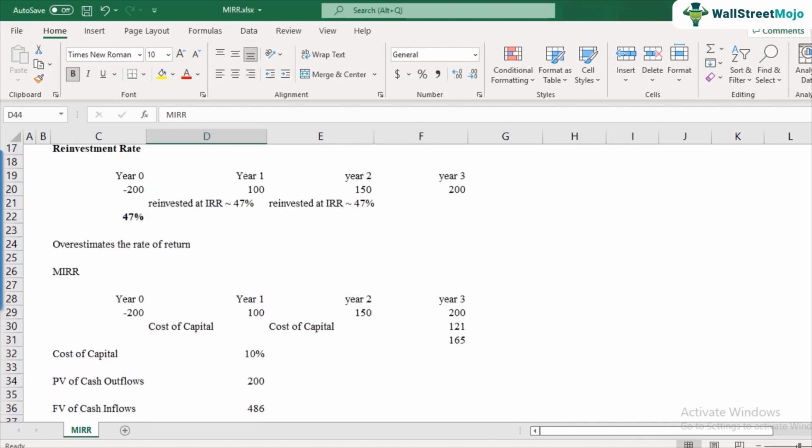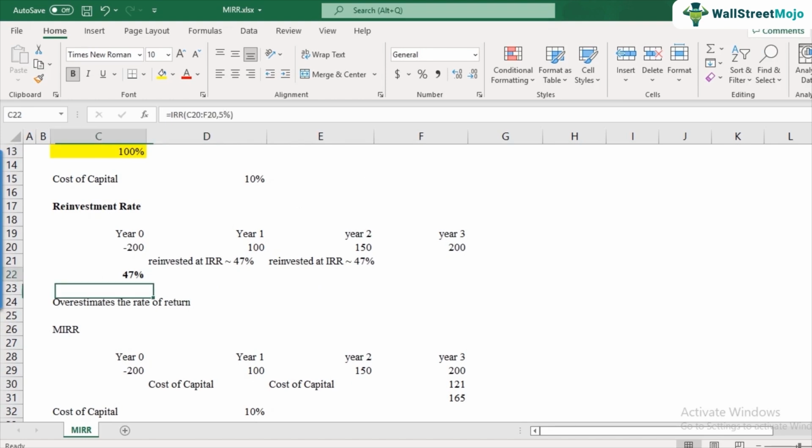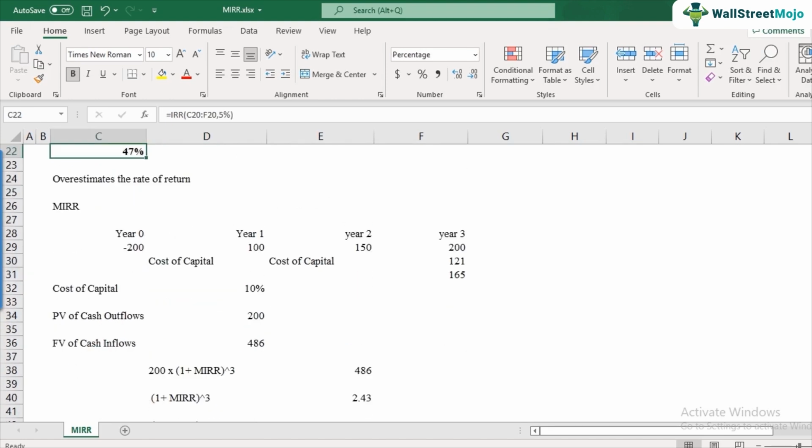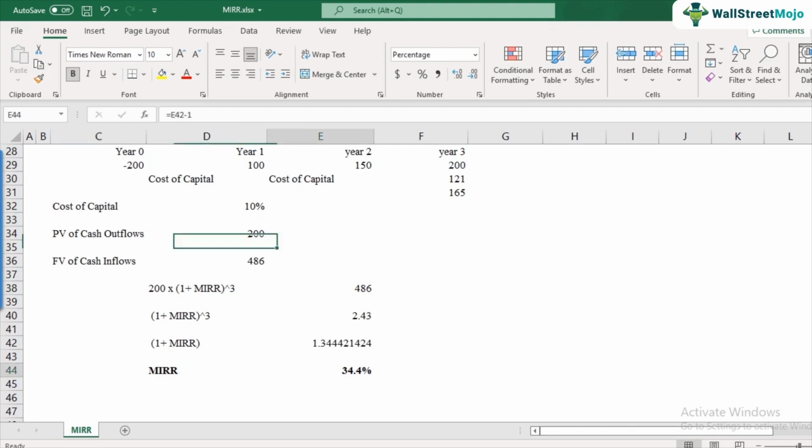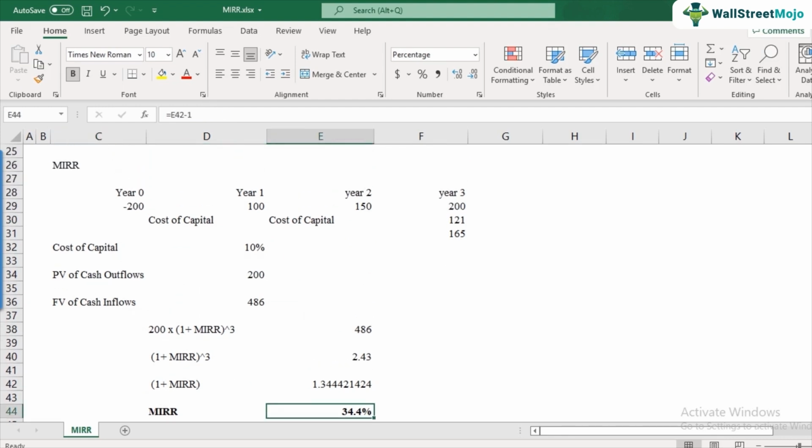So the project's rate of return when we use MIRR sounds more reasonable, right? As compared to when we used the IRR approach. 47% was pretty high compared to 34.4%. Obviously, when we look at MIRR, you might say that, okay, the calculations are very difficult. It's like a mathematical problem. What happens when, let's say, the number of years is like 15, 20 years, then how will we solve this mathematical equation? So don't worry about that, because we have a shortcut.